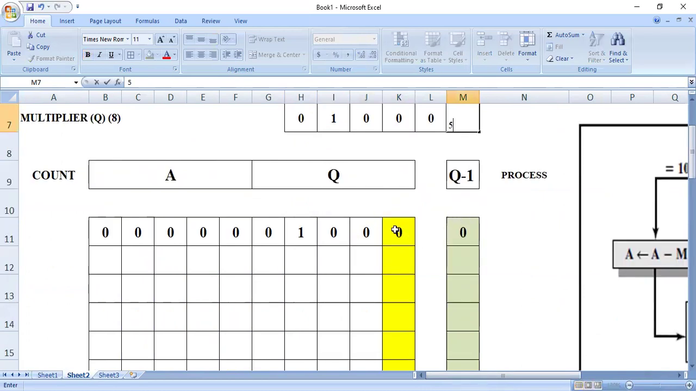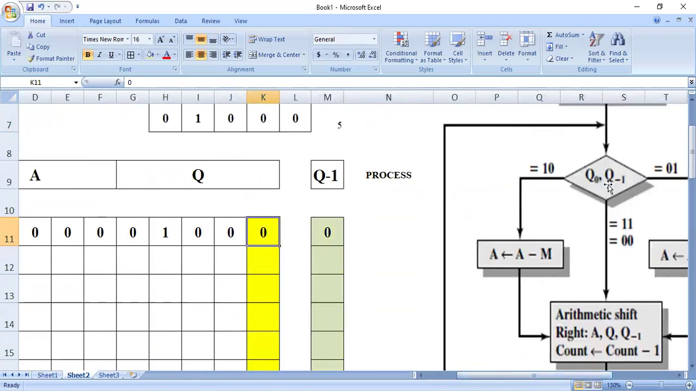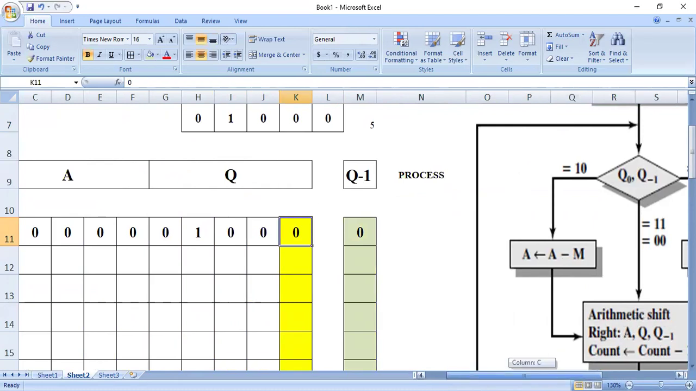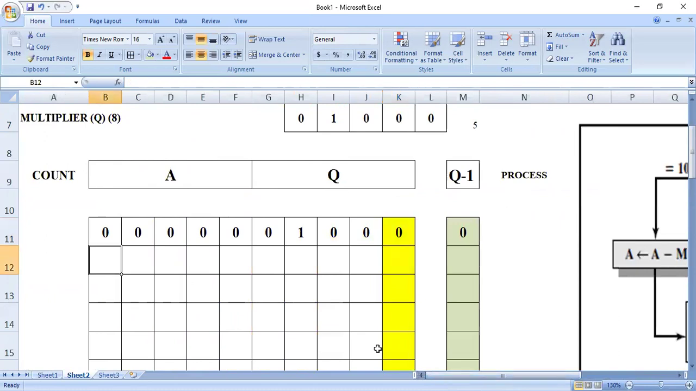As the first process, I am checking the Q naught value. This is the Q naught value, and this is the Q minus 1 value. If both values are the same, I mean 0, 0, just shift the values towards the right side. No need to perform addition or subtraction. So just right shift. This 0 will be given here, this 0 here, this 0 here, and this A value will be given here, and this value will be forwarded to Q minus 1. So like this, right shifting will be done. So here it will be 0, 0, 0, 0, 0. Five zeros of A have been stored, and the Q value is 0, 1, 0, 0, 0. So 1, 0 will be shifted to Q minus 1.